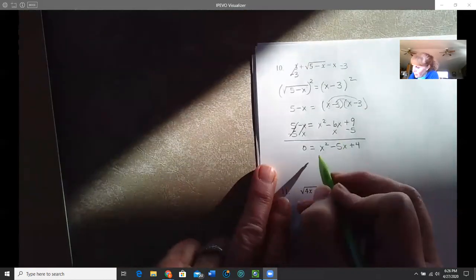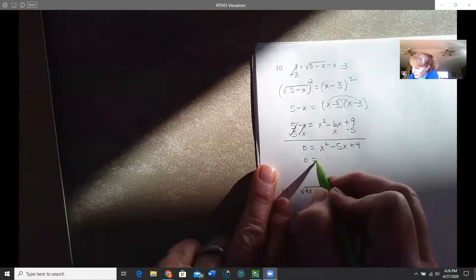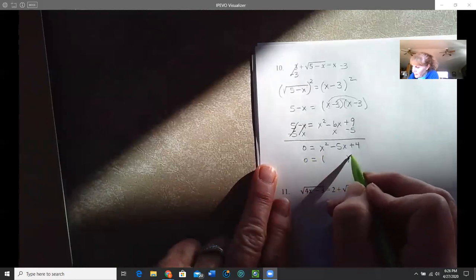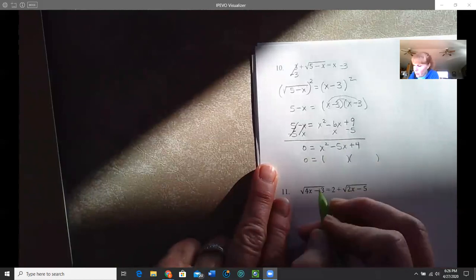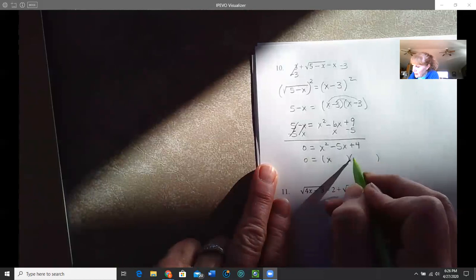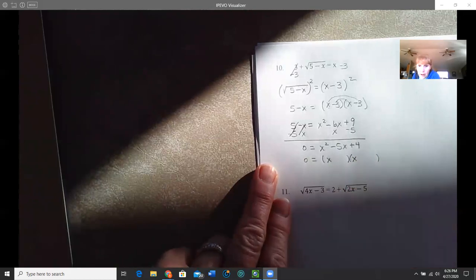Okay. And when we factor this, we look for what's in common, and there's nothing in common between these 3 terms. So we say, okay, x times x equals x squared.